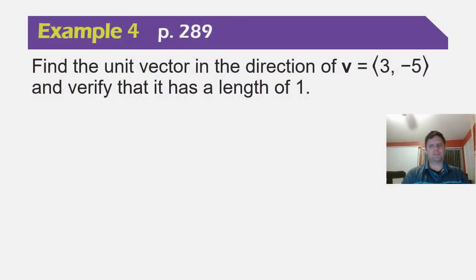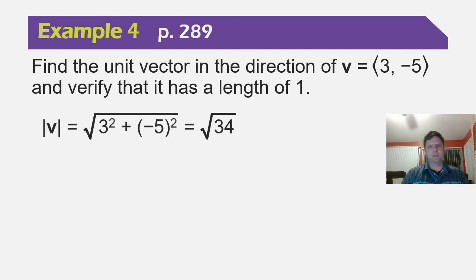So find the unit vector in the direction of v equals 3 comma negative 5 and verify that it has a length of 1. All right. So the first thing you need to do is you need to find what the magnitude of v is. In order to do that, we're just going to square both components and then add them together and take the square root. So 3 squared is 9 plus negative 5 squared would be 25. 25 plus 9 is 34. We're taking the square root of 34.